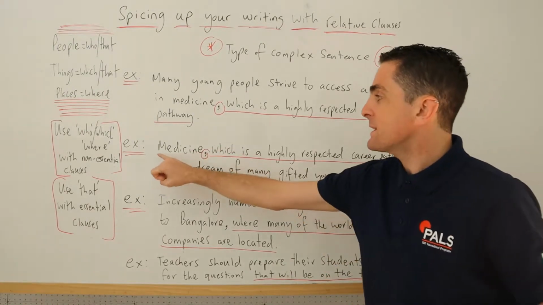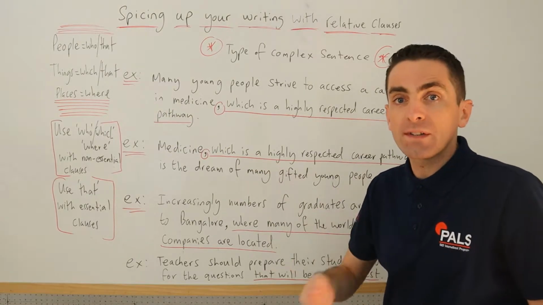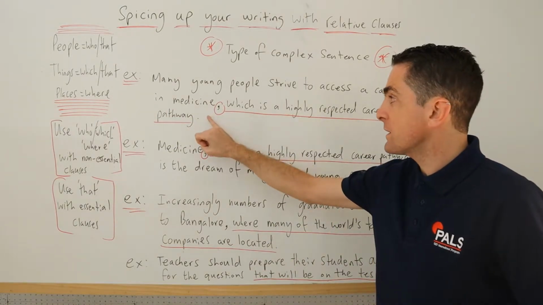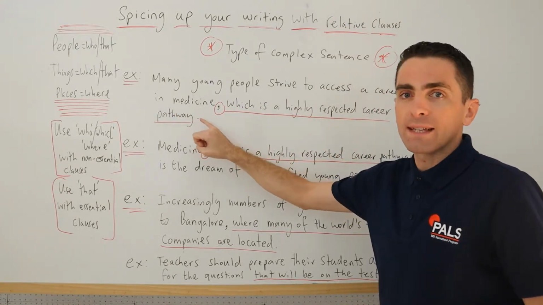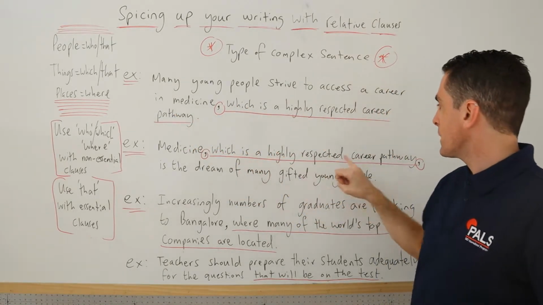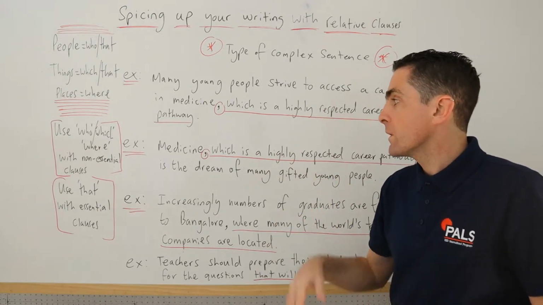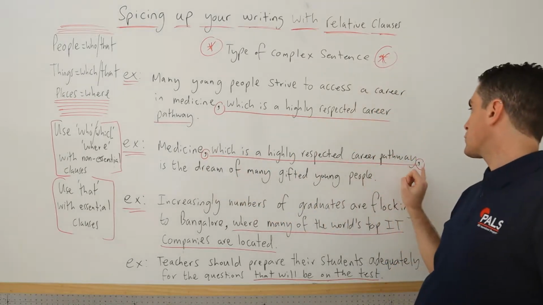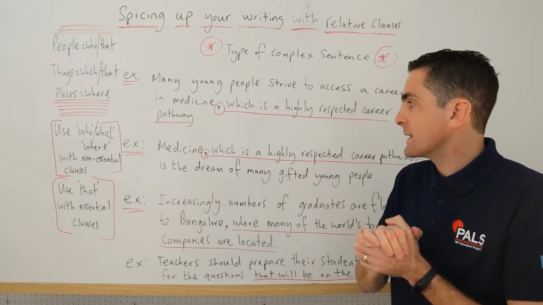Now, what makes this sentence different from this one is where the relative clause is placed. In the first example, the relative clause is the last part of the sentence. Here, we have it in the middle of the sentence, and because it's in the middle, you notice there are one and two commas that separate it from the rest of the sentence.